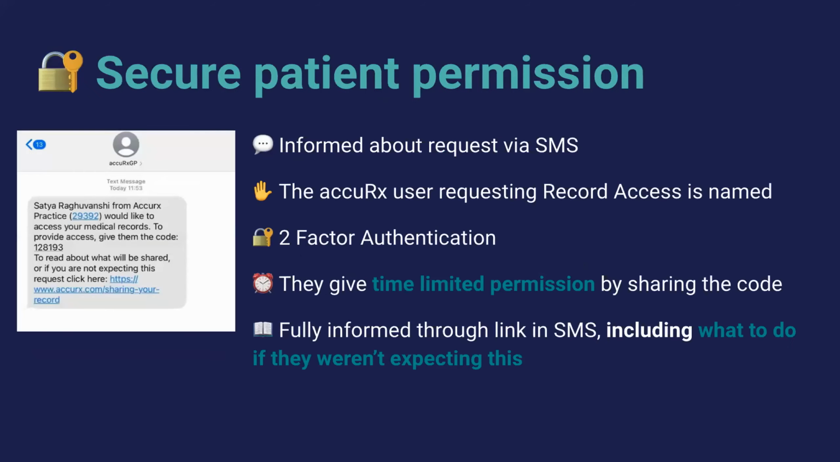So I'm just going to explain how the patient does give that permission. This is the text message that Satya's phone would have received just now. You can see that it names the clinician and the user, the accuRx user, requesting that record access. Our name will always be there, so it's only available to people using NHS Mail single sign-on, the record access feature. And that's a really key feature, that it's always linked to the individual requesting access.